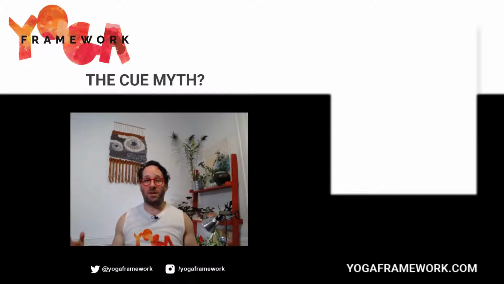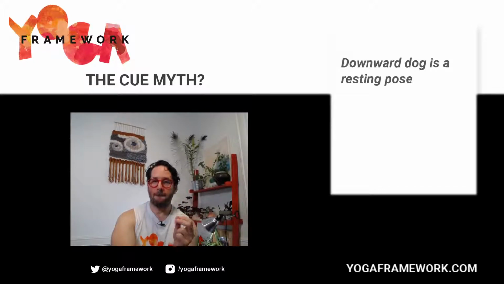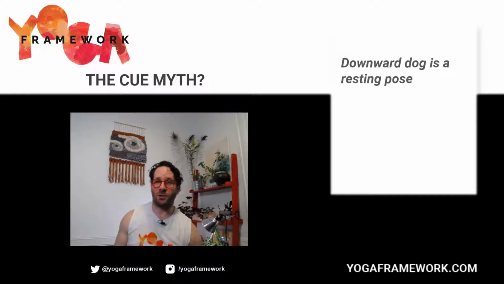All right, let me make sure I have that set up nicely. Okay, the cue myth. Today's cue has to do with passive stretching. But it's about a cue that we commonly hear all the time. So what is the cue? Downward dog is a resting pose. This is something I've heard since the beginning of yoga, since the first class I took. This is what a lot of the teachers I had were saying.